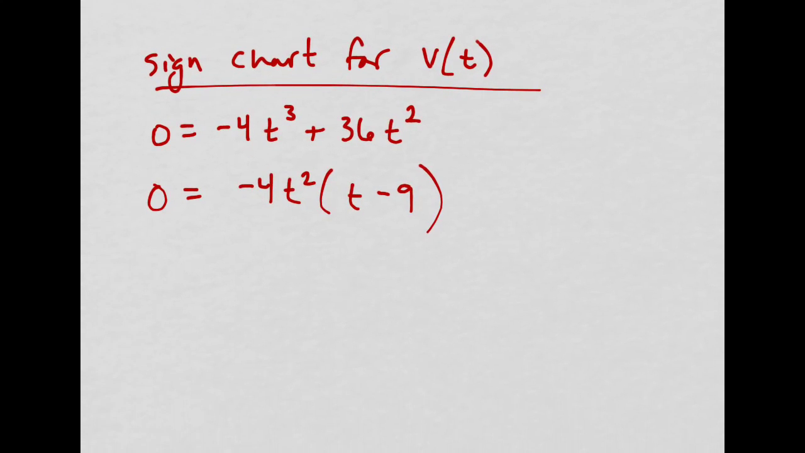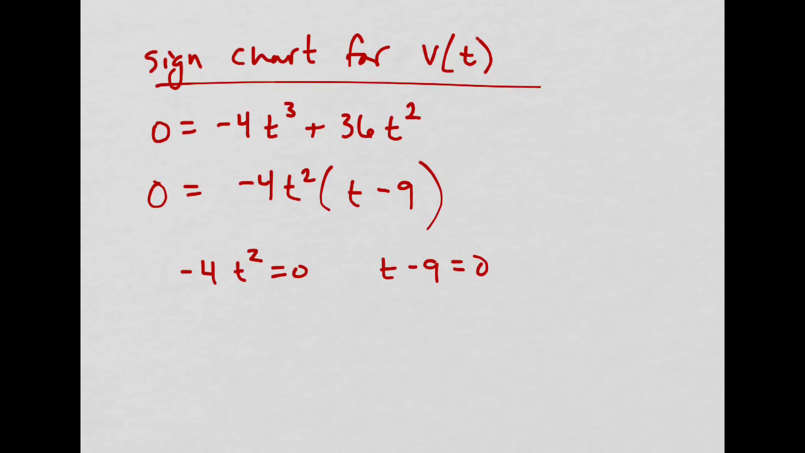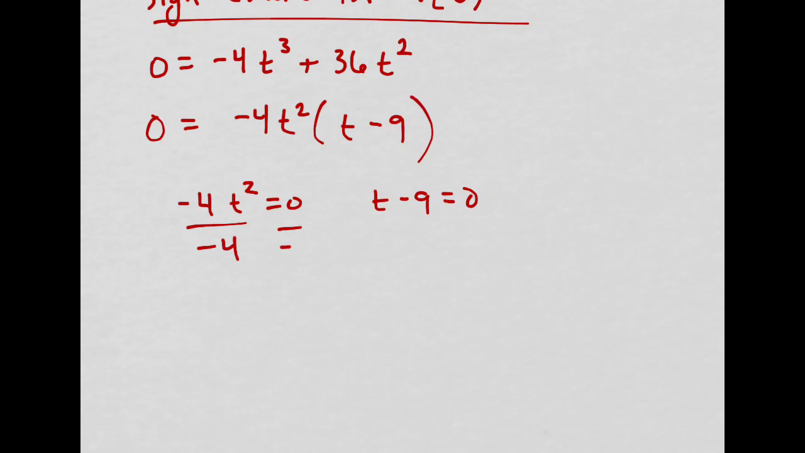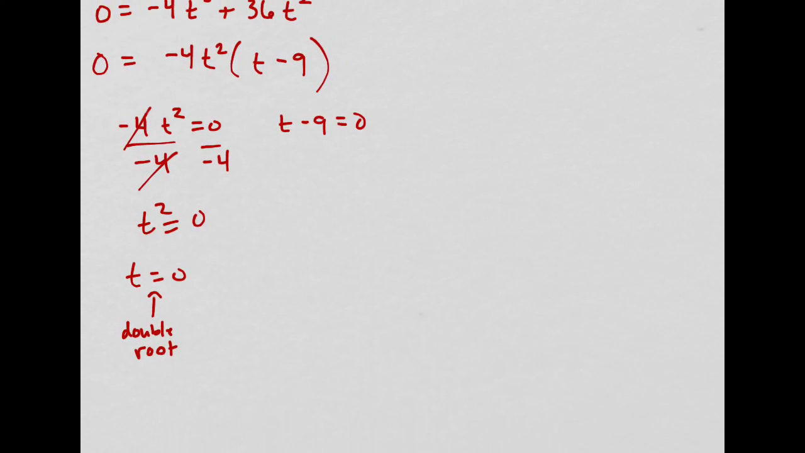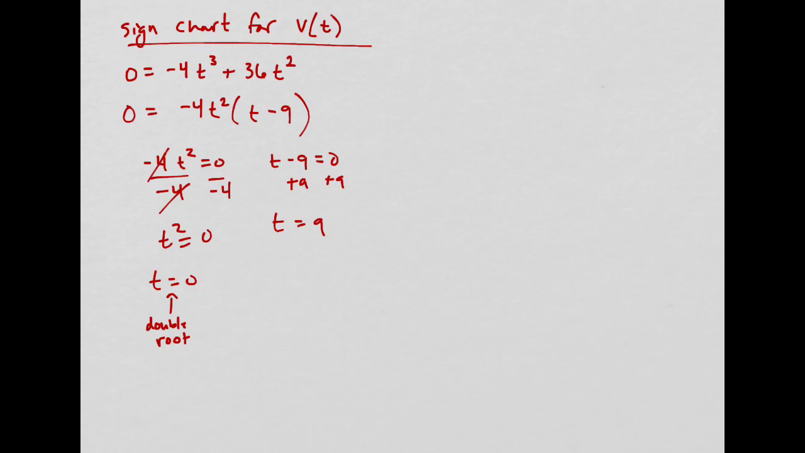Okay, so I factored it, and to solve this, I set each piece equal to 0. t squared equals 0, and t minus 9 equals 0. I'm still finding my critical points, divided by -4. And so we have t squared equals 0. It's just t equals 0. This is a double root. Not that that matters, but it's just a double root. We know it's a double root because you get 0 twice. It has a degree of 2, or a multiplicity of 2. That's all that means. Here, plus 9, so t equals 9. So the critical points are t equals 0 and t equals 9.